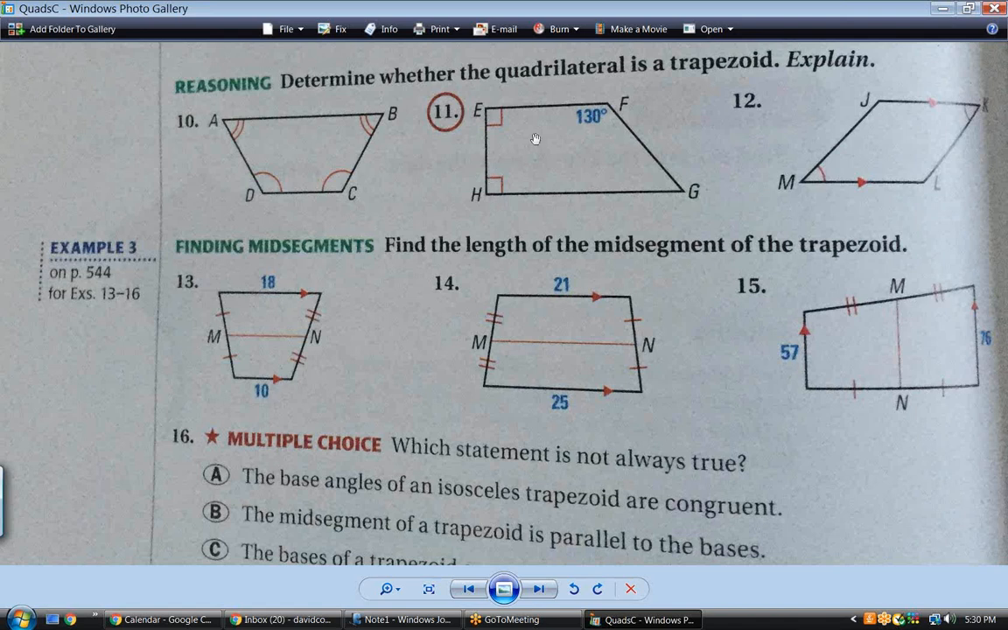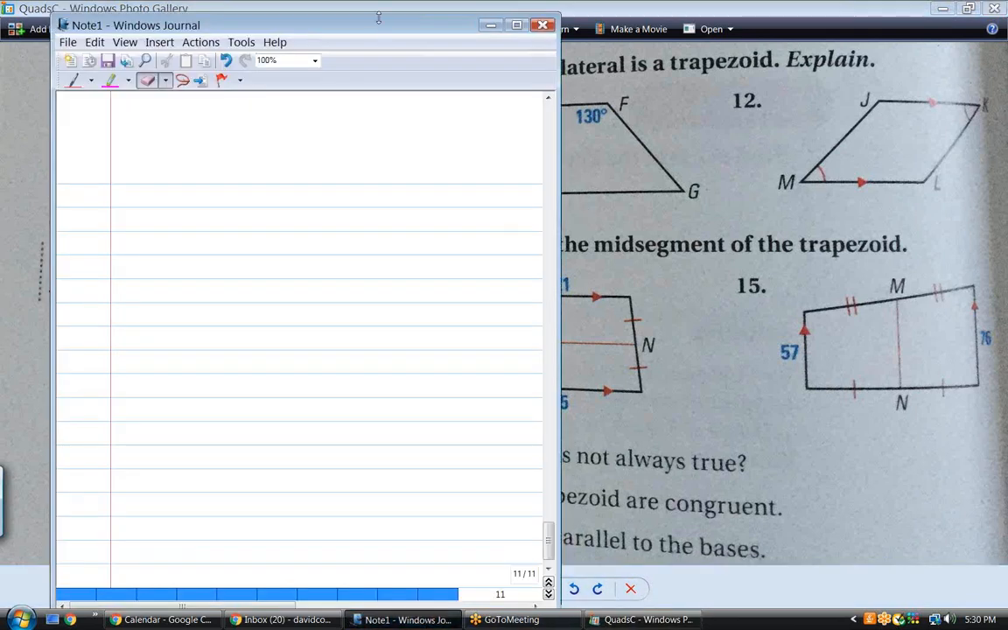Now, 11, is that a trapezoid? It's clearly not an isosceles trapezoid, but is it? No. I don't think it would. No, it wouldn't be because, okay, let me draw a picture here.